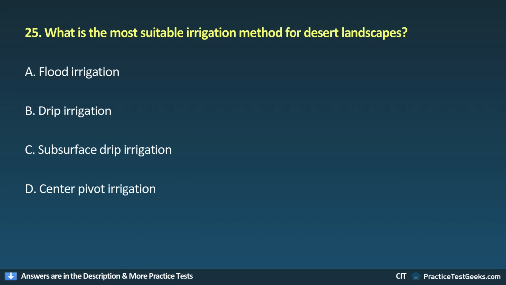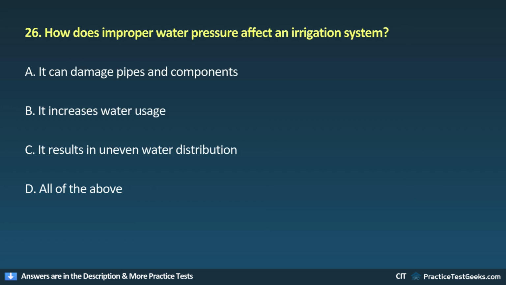25. What is the most suitable irrigation method for desert landscapes? A. Flood irrigation. B. Drip irrigation. C. Subsurface drip irrigation. D. Center pivot irrigation. 26. How does improper water pressure affect an irrigation system? A. It can damage pipes and components. B. It increases water usage. C. It results in uneven water distribution. D. All of the above.